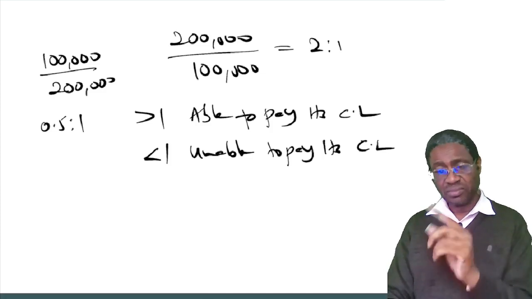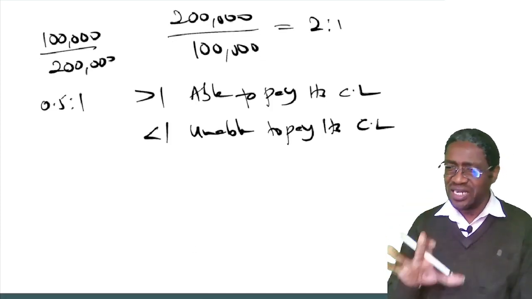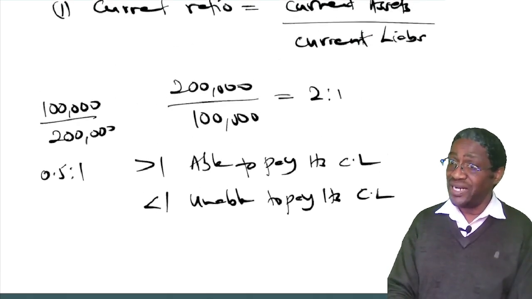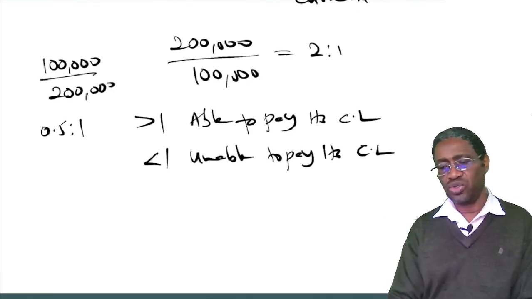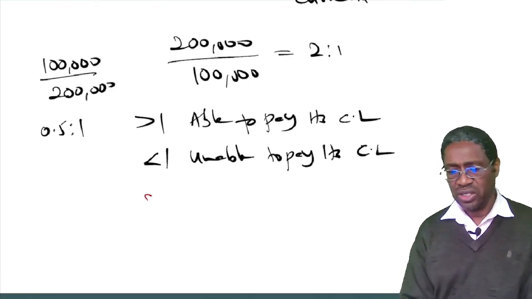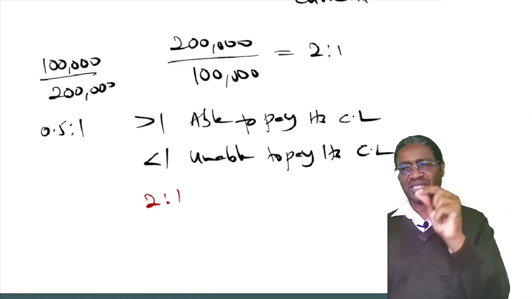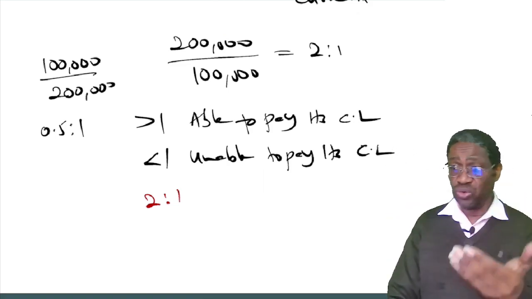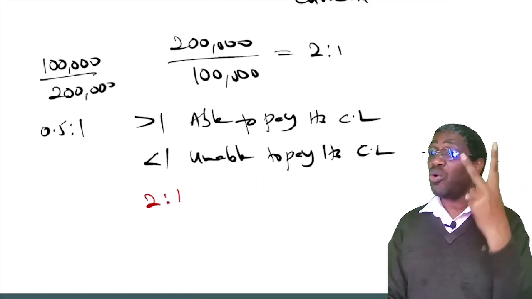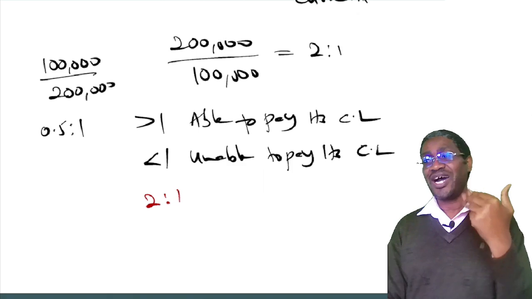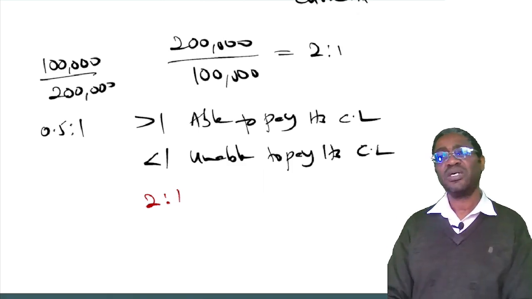Now listen, another key important point. The recommended or standard current ratio is usually taken to be 2:1. The standard ratio should be 2:1, in the sense that your current assets should always be twice as much as your current liabilities. That is always the recommended ratio.